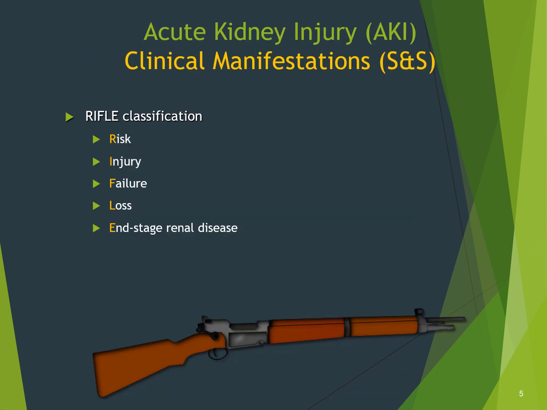So acute kidney injury clinical manifestations is really the RIFLE classification. This is risk, injury, failure, loss, end-stage renal disease. This classification is important, so really look at those, especially when it comes to end-stage renal disease going into chronic kidney disease.